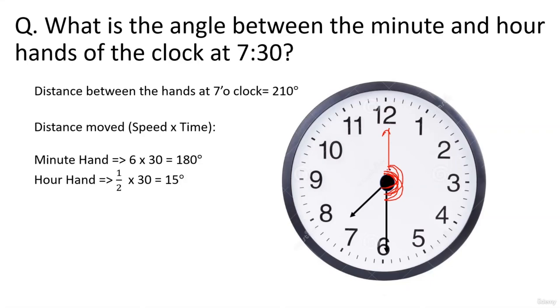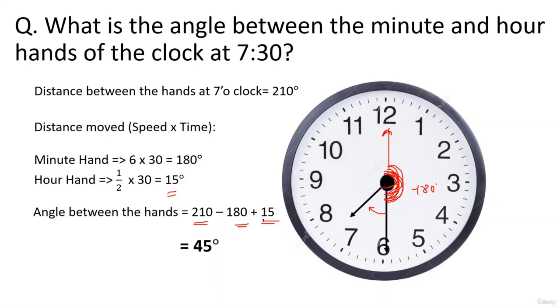Now the angle between them, which is 210, guys, the minute hand is reducing the angle, right? Okay, the minute hand is reducing the angle. How much will the minute hand reduce it? It will reduce it by 180 degrees, right? But the hour hand is moving ahead, so the hour hand will increase the angle by how much? 15. So what is the final angle between the two hands? It is 210, which was the initial, minus 180 plus 15. The answer is 45 degrees. Okay, so at 7:30 the angle between the two hands is 45 degrees.